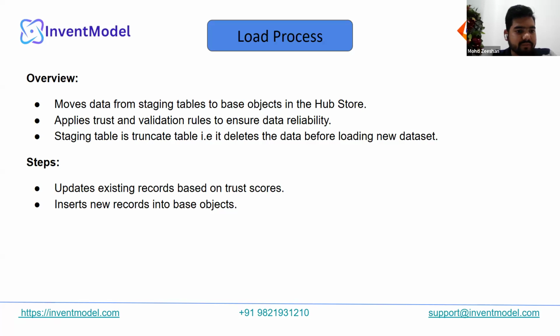Suppose you want to update existing records based on a trust score, then we can use the load process. And if you want to insert a new record into the base object, then we can also use the load process. So if you are updating something, you can use the load process, and it will update your record, and also update your consolidation indicator.